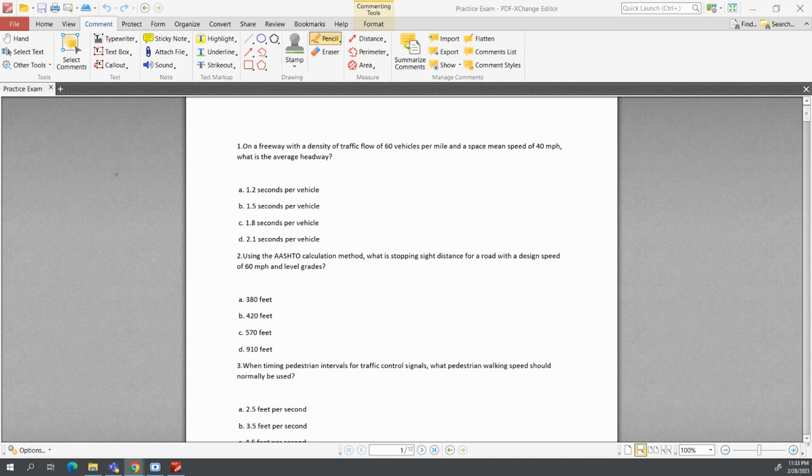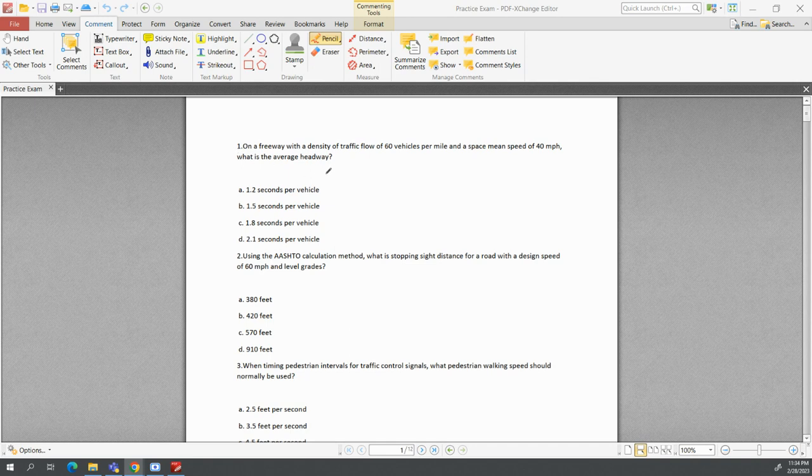This will also help in your PE preparation, where you have transportation. If transportation is in your depth exam, it will also help there. But this is mainly traffic engineering related questions for PTOE. Okay, having said that, let's start.